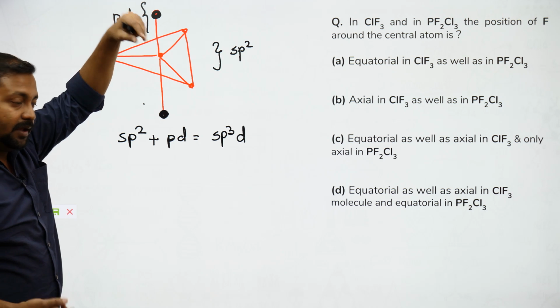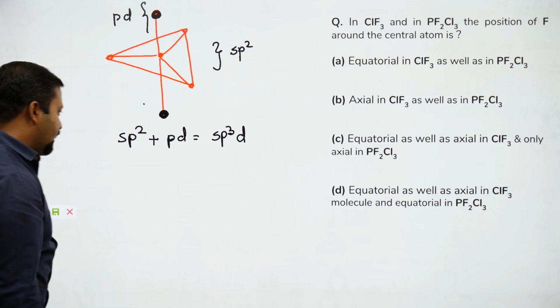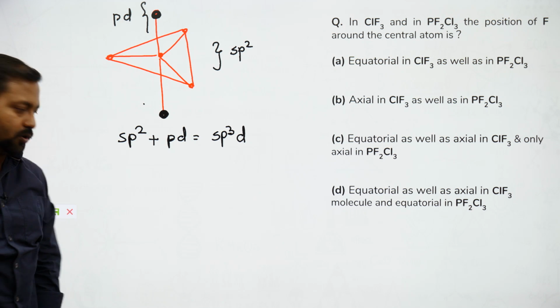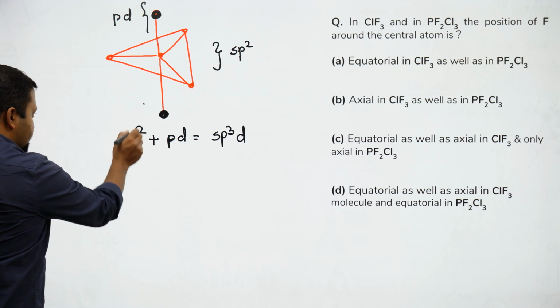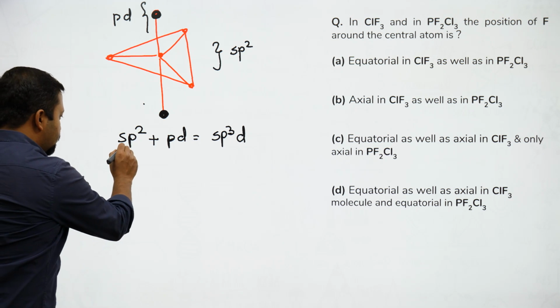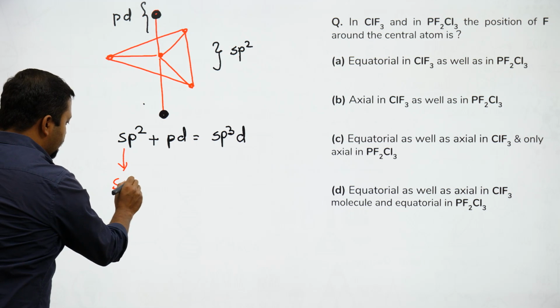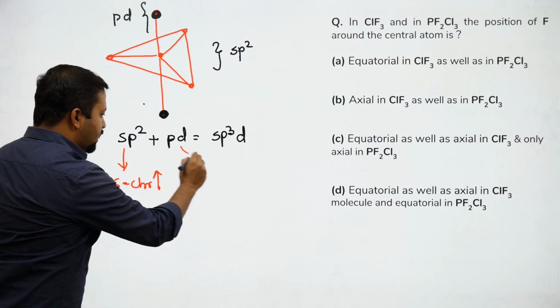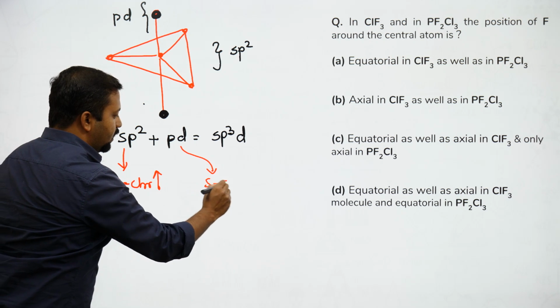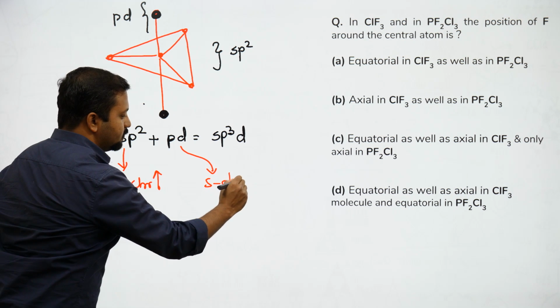Now tell me something guys, in which region is s character more? जहां पे s ऑर्बिटल है वहां s character ज्यादा रहेगा, s character is more, and in this region s character is less.